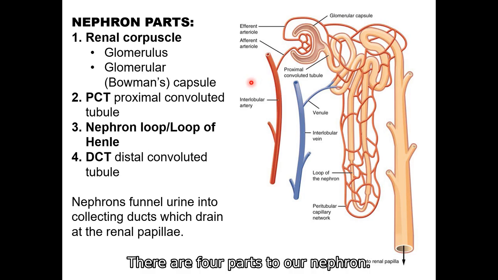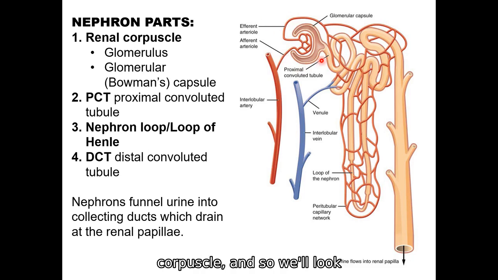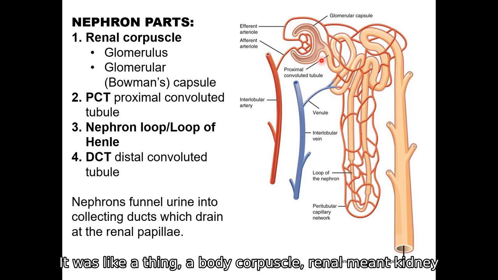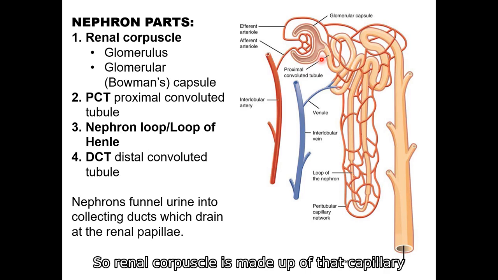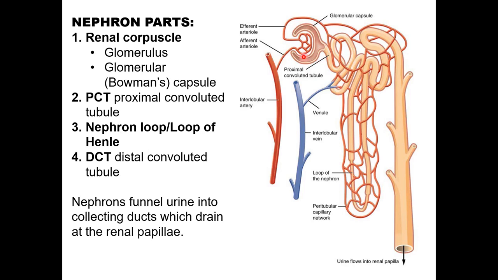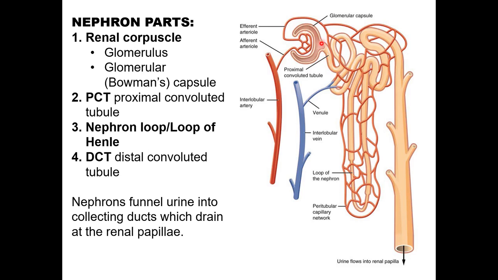There are 4 parts to our nephron. We have right here, this little ball part is called the renal corpuscle. And like I said, we'll look at it underneath the microscope. But that word corpuscle, whenever they looked at something and didn't know what it was, like a thing, a body. Corpuscle. Renal meant kidney in Latin. So the renal corpuscle is made up of that capillary bed, and then the cup that's going to collect the filtrate is called the glomerular capsule, or Bowman's capsule. That's the older name.